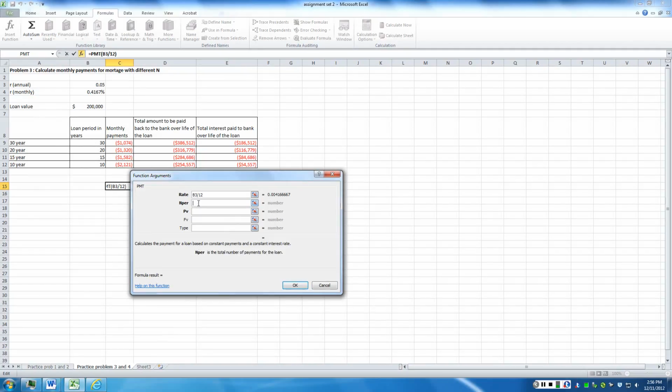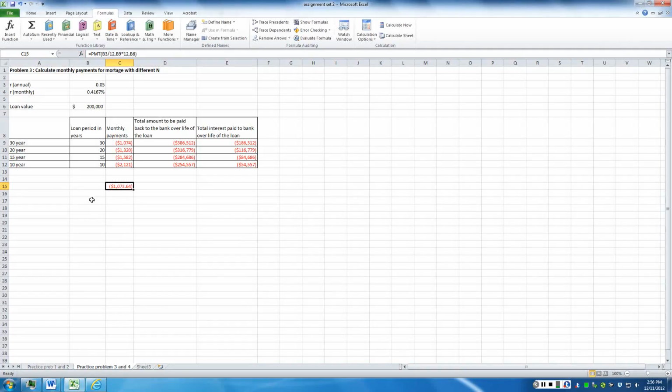Period for this one is 30, but because we are going to do monthly, it's going to be times 12. Present value is the money we are borrowing, so that would be this amount here. And we go OK, and obviously we get this answer. You can see this is the same over here. And when we do the other ones, you basically copy the formulas down and you can get it.